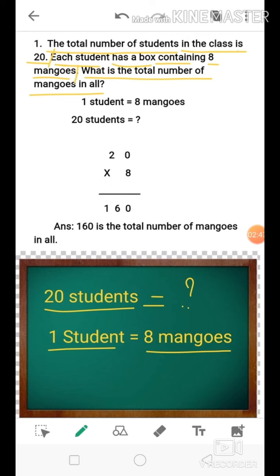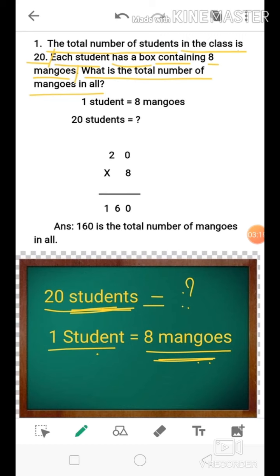One more thing, while writing the statement, we have to remember, in any word problem, two informations will be given. In this sum, information is given about students and mangoes. And when you write the statement, second thing you have to remember, students and student will come together, mangoes and how many will come together. You can't put students and mangoes here and mangoes and students here.